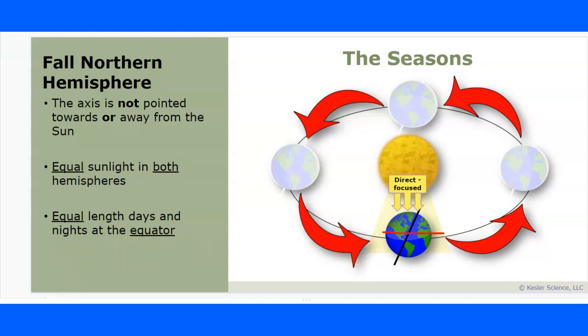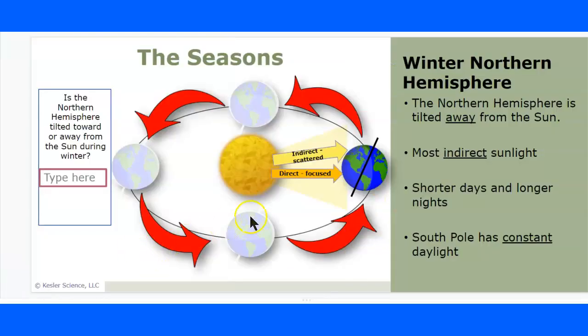All right, slide number 8. Winter, northern hemisphere. The northern hemisphere is tilted away from the sun. Look here, the northern hemisphere is tilted away from the sun. Most indirect sunlight, which means it's scattered. Shorter days and longer nights. And the South Pole has constant daylight. So instead of the North Pole, now the South Pole because it's going towards the sun.